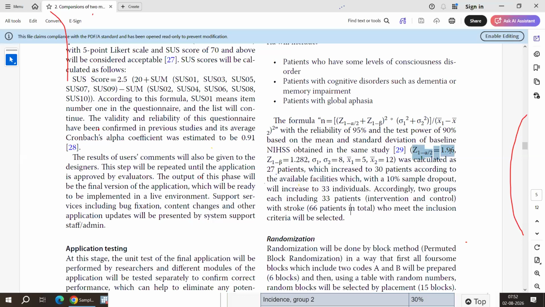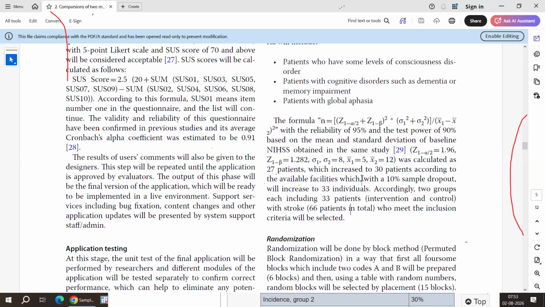Z1 minus alpha by 2 they have given as 1.96. Z1 minus beta they have given 1.282. Sigma 1 and sigma 2 are equal, 8. X1 bar is 5, X2 bar is 12. So please verify the sample size.